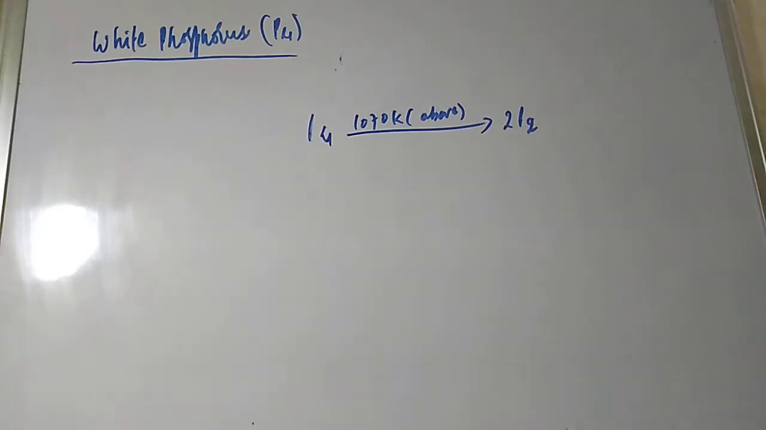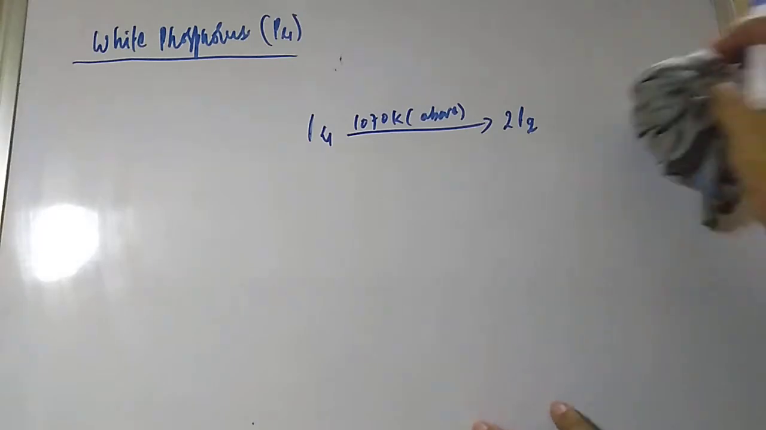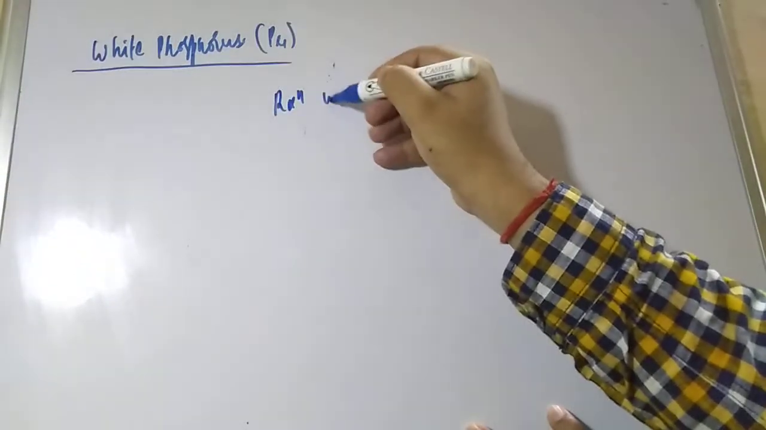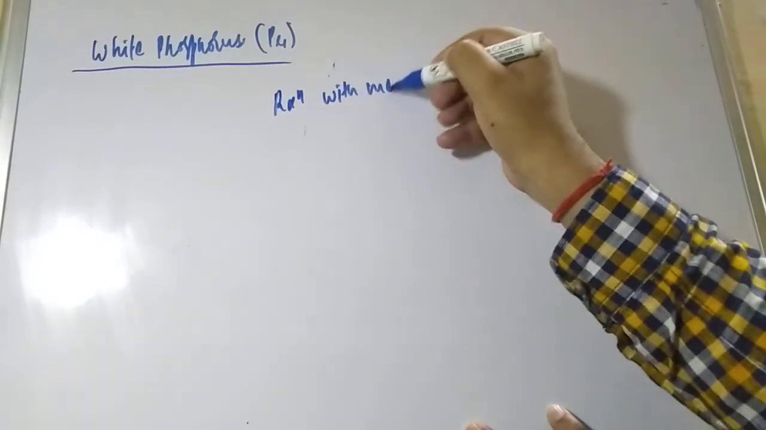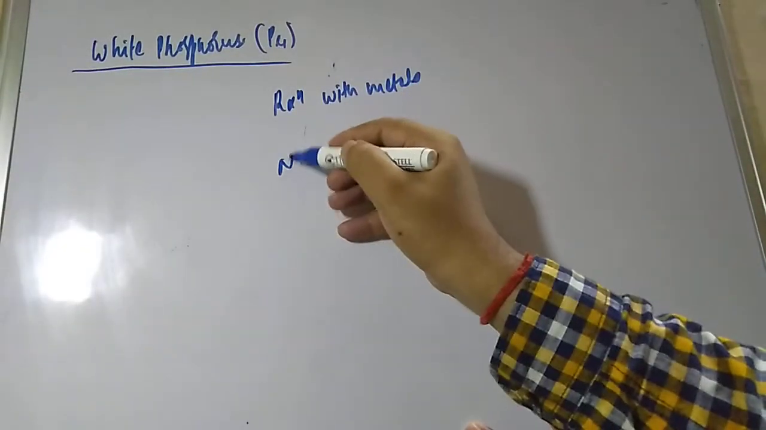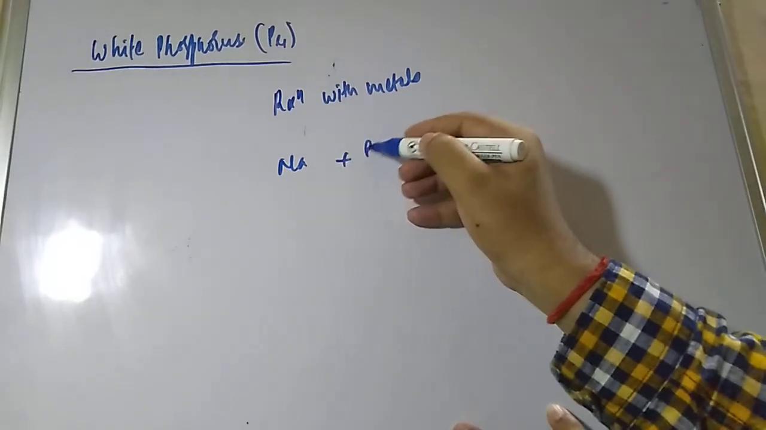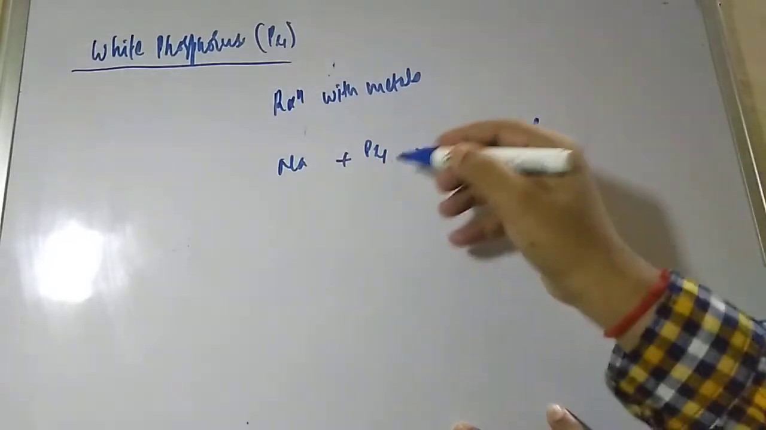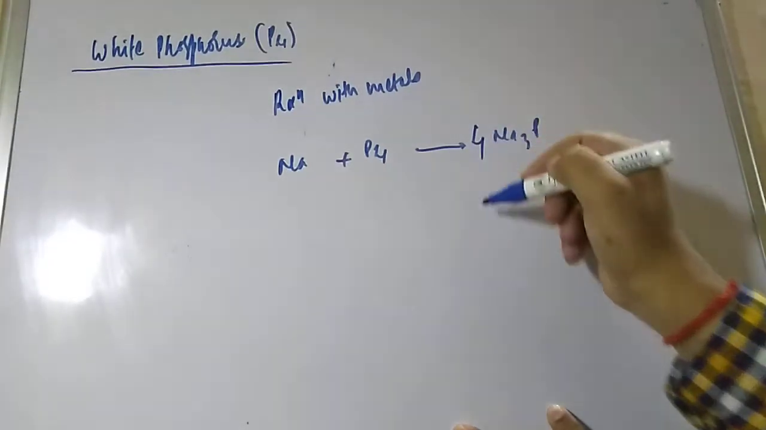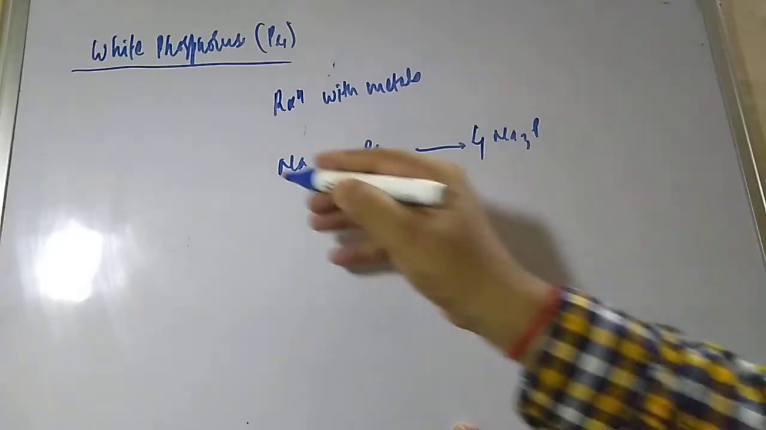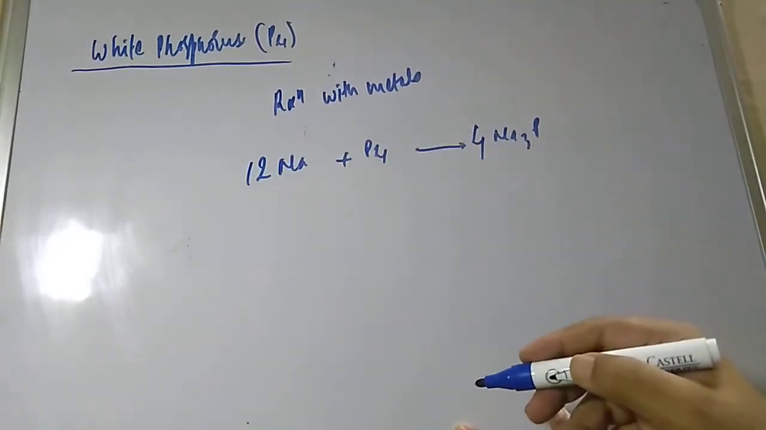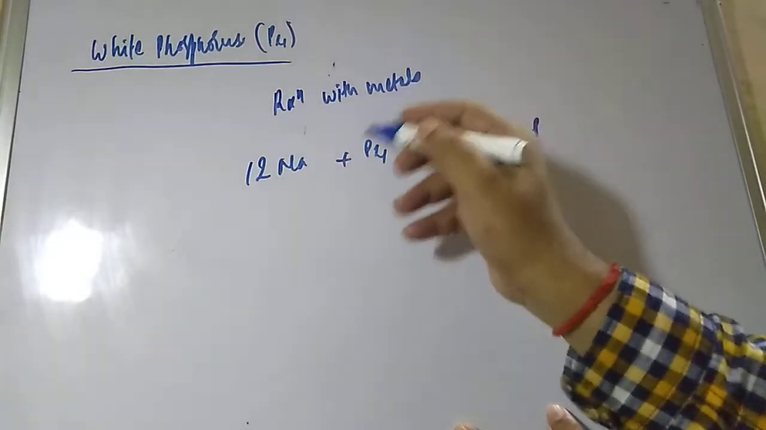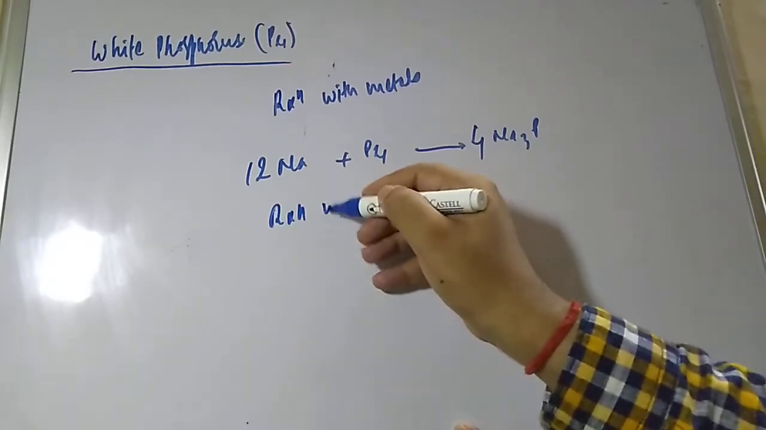Now let us see the other chemical properties of white phosphorus one by one. It reacts with sodium. So, reaction with metals: suppose sodium metal is there and P4, it will give Na3P. Here sodium is 4, so you can multiply by 4, and 4 threes are 12, so here sodium will be 12. So this is the reaction with metal, and next one is the reaction with halogens.